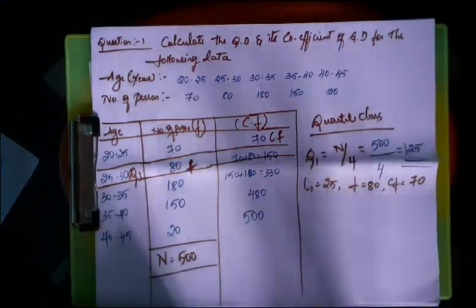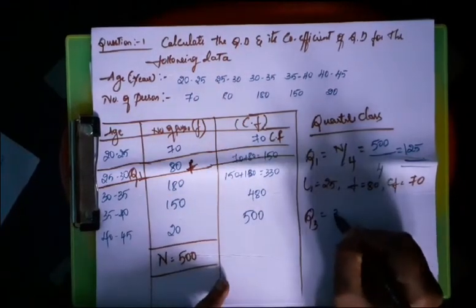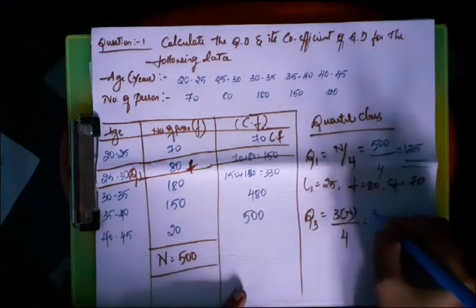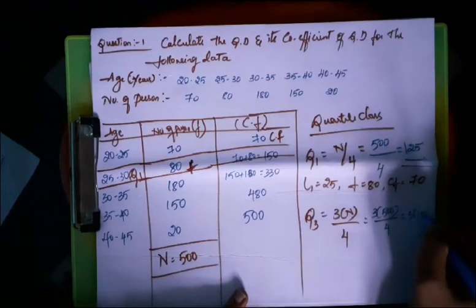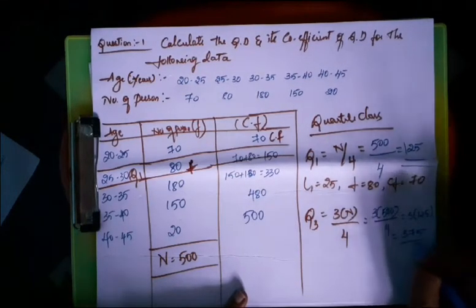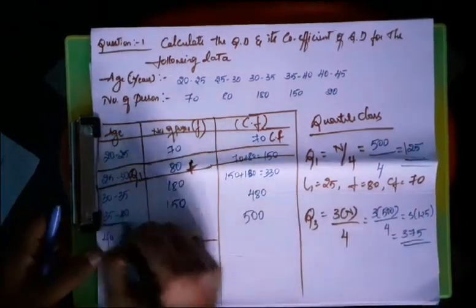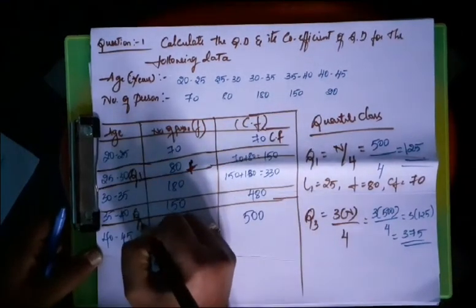Okay, then after this we have to find the value of Q3 also. Q3 is 3n by 4, that is 3 into 500 by 4. So you will get 3 into 125, which is 375. So 375 lies in 480, so this is our Q3.